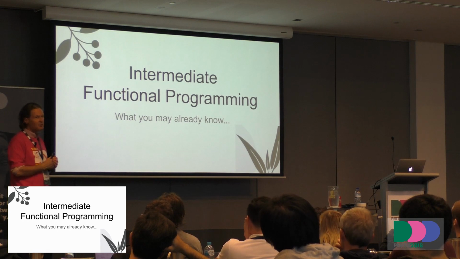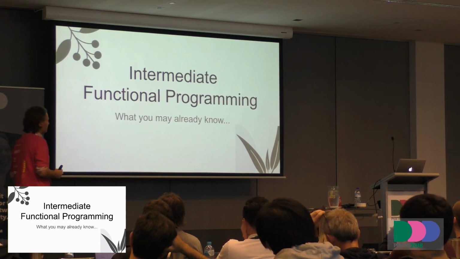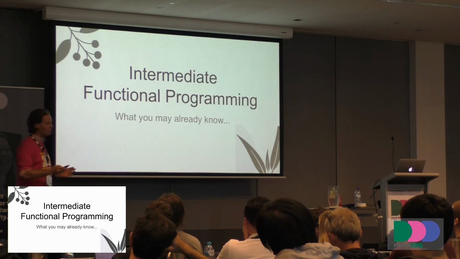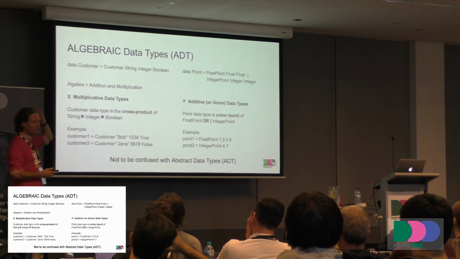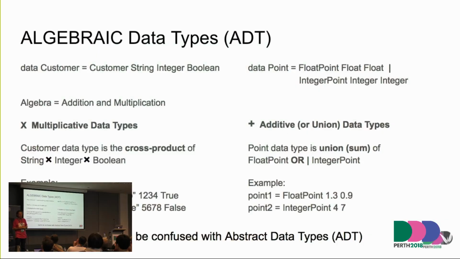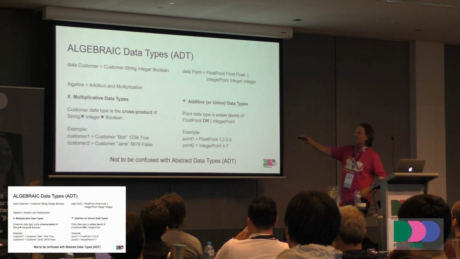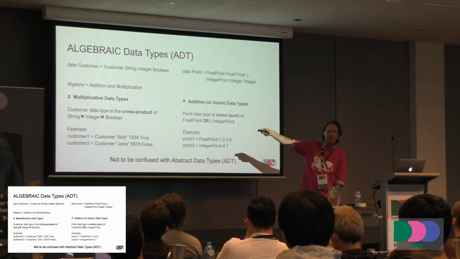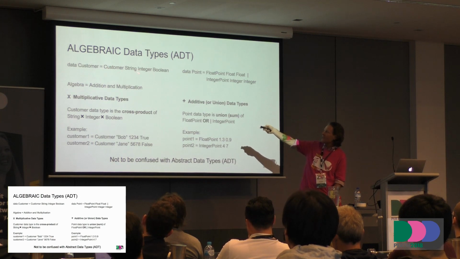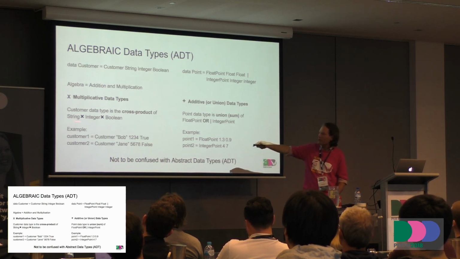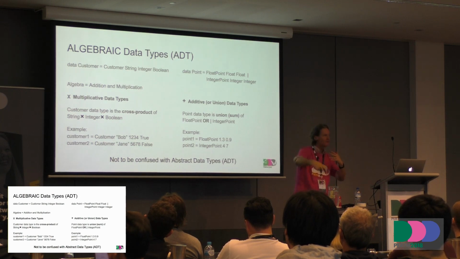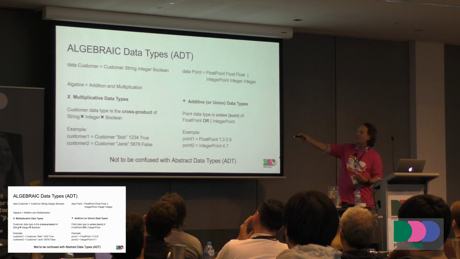So let's get on now to the intermediate functional programming concepts. These are what you may already know. Again, I don't know who's here, but we'll see how we go. The first one is the idea of algebraic data types. And it sounds very complex, algebraic data types, not to be confused with abstract data types. Algebraic data types, the name comes from algebra, meaning addition and multiplication. That's all it is. But what it really means is when we define a data type, here's a data type customer, we're saying customer contains a string, an integer and a boolean. That's like the cross product of a string, all the string values and all the integer values and all the boolean values. So there's our multiplication.